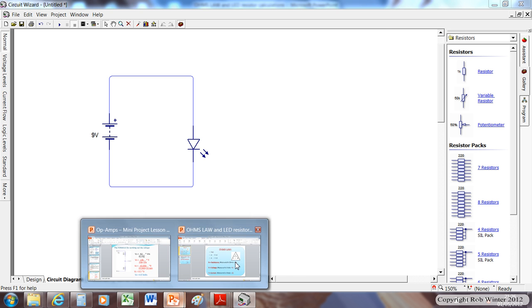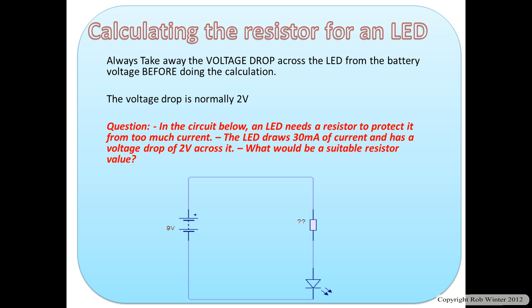So if I go back to my PowerPoint now, this is how you do it. It's using Ohm's Law again, but you just have to take account of one simple thing. I've written here, always take away the voltage drop across the LED from the battery voltage before doing the calculation. Normally it's 2 volts. That means most LEDs actually use about 2 volts of potential when they're operating, and you can take that off your calculation. It wouldn't matter if you left it on in practice, you'd just end up with a bigger resistor than you needed. But you would get the question wrong if it was an exam.